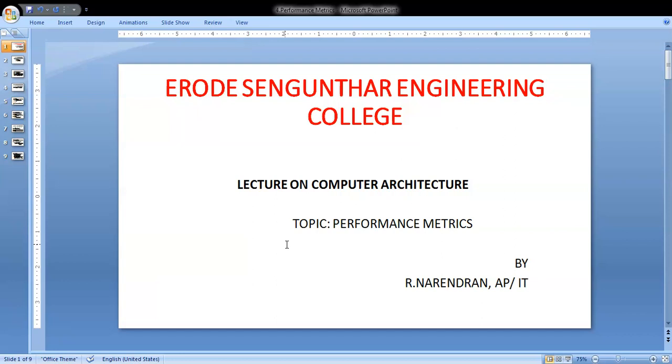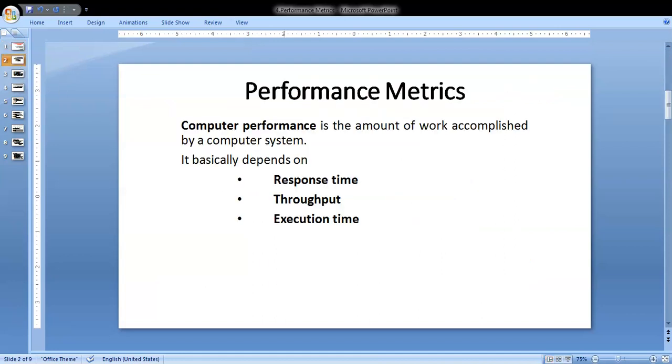In the previous sessions, we have discussed so many basic concepts regarding computer architecture. So in this session, we are going to see the performance metrics related to how we can provide performance related constraints in computer architecture. Okay, with no further delay, we shall move on to the topic.